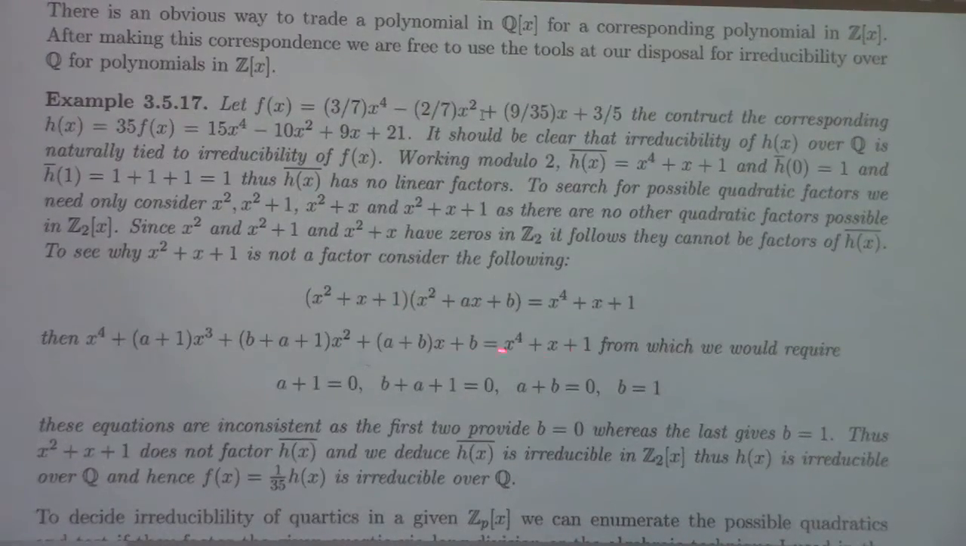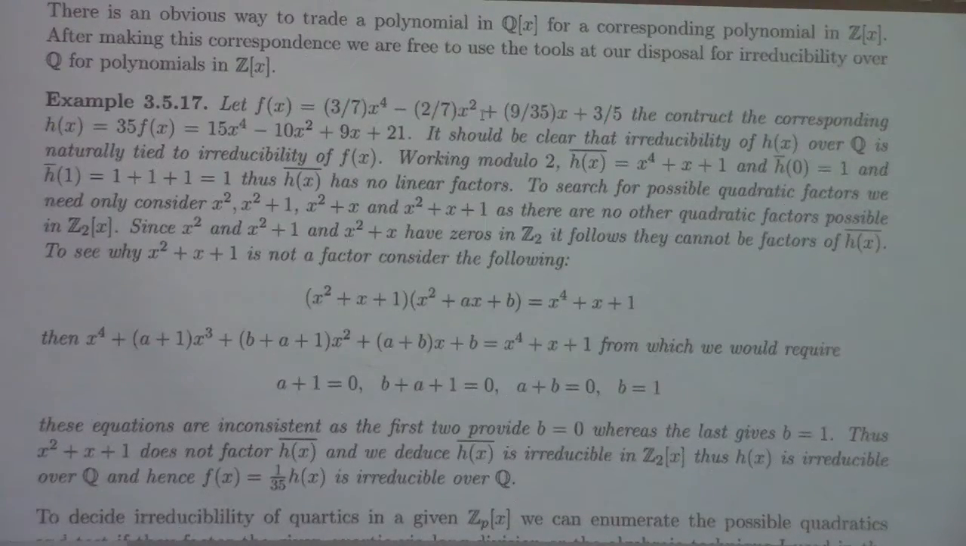It gives you this system. And then for this to be equal, we have to have matching coefficients, and you can easily see that those equations are inconsistent. Consequently, there is no way to factor it with that quadratic factor, which shows that x to the fourth plus x plus 1 cannot be reduced. It's irreducible over Z2. And then by the theorem that I just talked you through, that implies that h of x is irreducible over Q, and consequently, the original f of x is irreducible over Q.